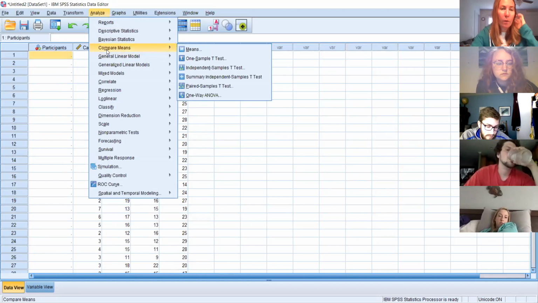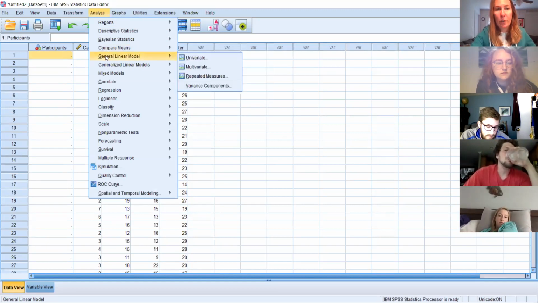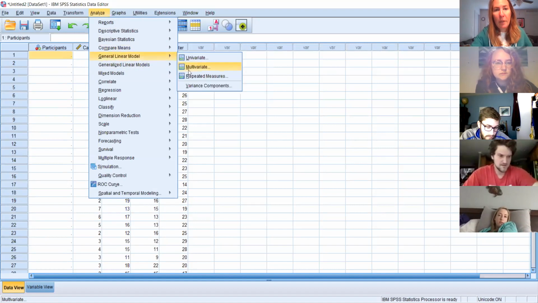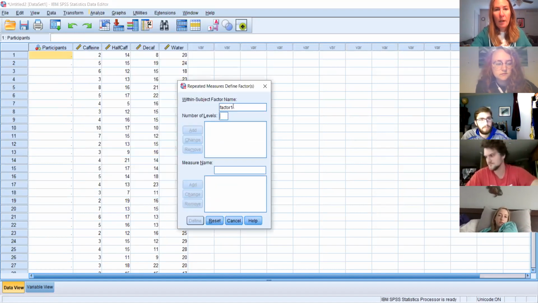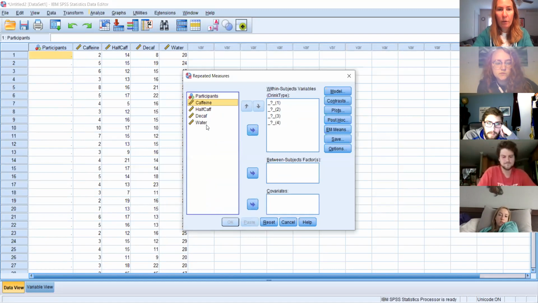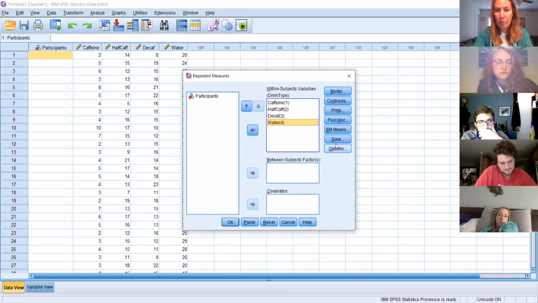Okay, so since this is a repeated measures, we're going to do general linear model, and then we're going to do repeated measures. We're going to have drink type as our variable, or drink, however you want to do it. And we have 4 levels. We add that in. And then when we come over here, we're going to move over all of these. And this is just a within. We're going to talk about mixed models later on, and this is where we would do these mixed models.